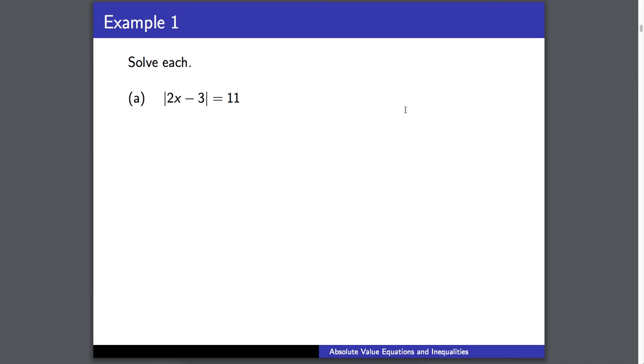So example 1, we're going to solve each. We have the absolute value of 2x minus 3 equals 11. The number one mistake I've seen students make with absolute value equations is they just drop the absolute value bars and solve 2x minus 3 equals 11. And while yes, that is true, since the absolute value of 11 has to equal 11, so 2x minus 3, this inside the absolute value bars, would have to equal 11. There's also the case where what's inside the absolute value bars equals negative 11. So either 2x minus 3 equals 11 or 2x minus 3 equals negative 11.